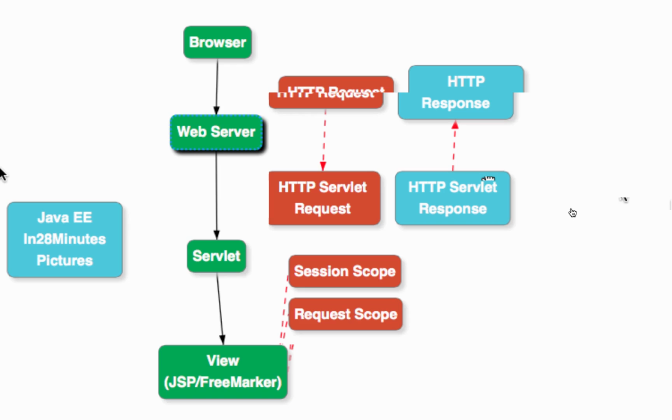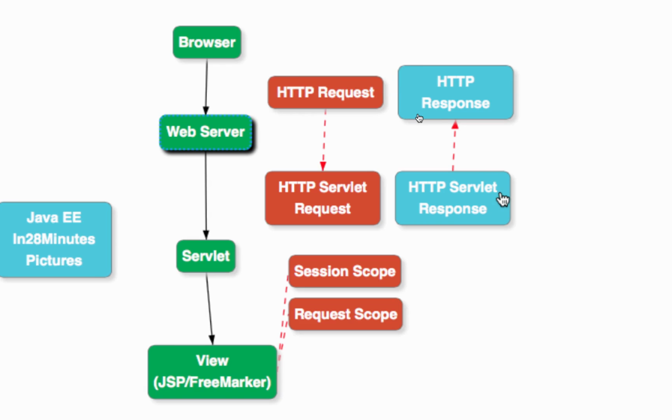So for now, the important thing we have learned is that a browser creates an HTTP request and sends it to the web server. The web server would convert it into an HTTP servlet request, and it would be processed by the servlet and the JSP, and in combination they would generate an HTTP servlet response. The HTTP servlet response is converted to an HTTP response, and the HTTP response is sent back to the browser. The browser looks at the HTML which is sent back to it, and it would show it on the screen.